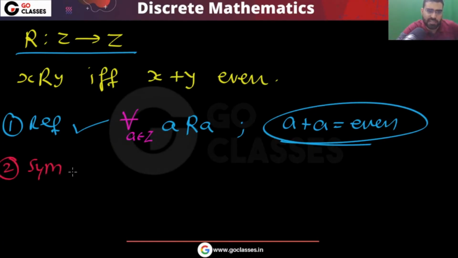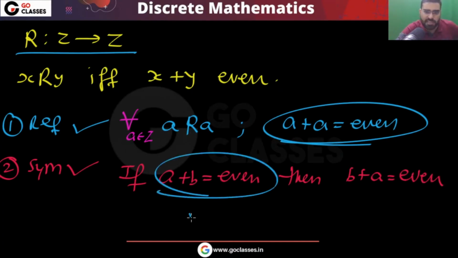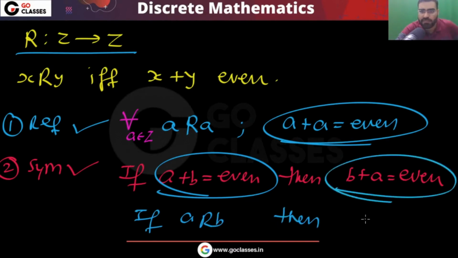Now let's see the symmetric property. Is this symmetric? Yes, this will be symmetric, because you can notice that if a plus b is even, then definitely b plus a will be even. It means if a is related to b, then definitely b will be related to a. So this is symmetric also.